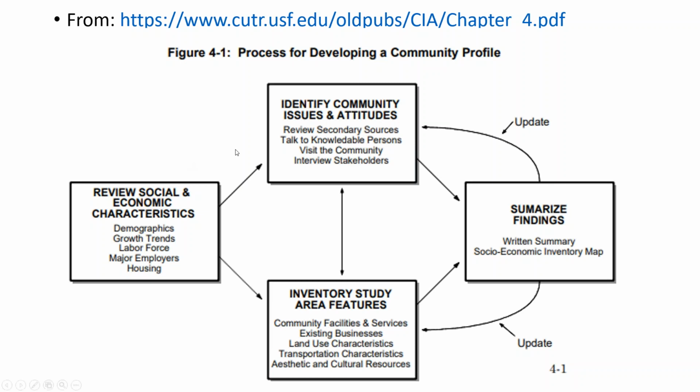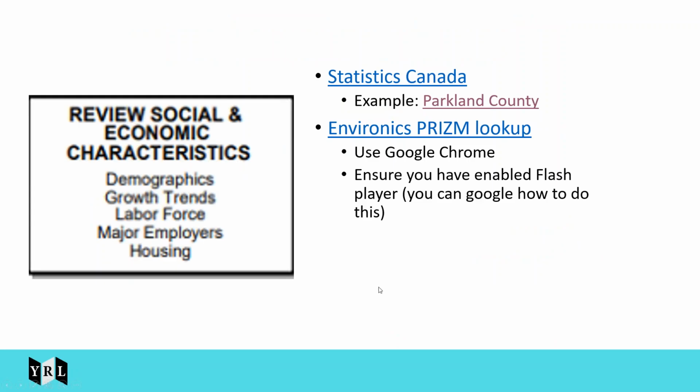Well, with that, we'll dive into the model and where we can find some of these things. So bear with me. I'm going to be kind of clicking in and out of my presentation to show you some web pages. So sorry that this is so blurry. It was not a very high resolution picture. It looks better if you print this off as a handout. But the first one, review social and economic characteristics such as demographics, growth trends, labor force, major employers, and housing. So the best place for you to find this information is going to be Stats Canada. And they have a particular publication called Focus on Geography, where they take all that complicated data and they summarize it in something that's very simple and easy to read.